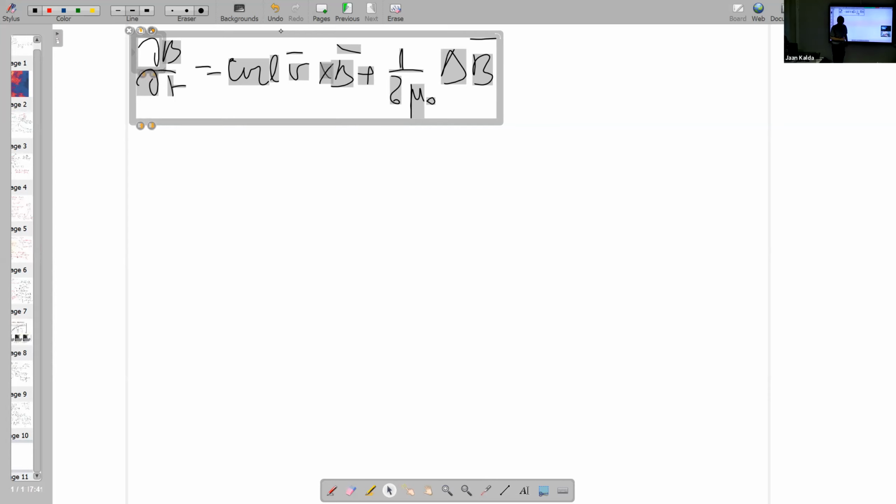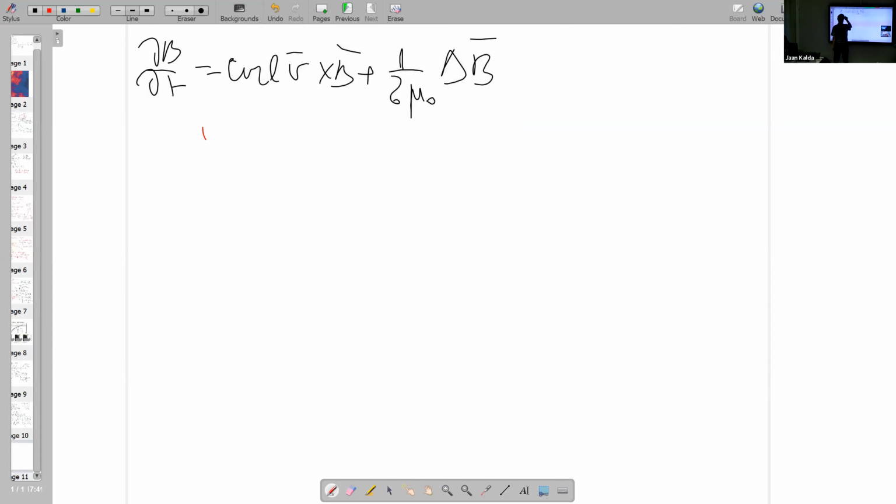We'll be doing here. So, we have here now. Suppose V equal to 0. Then we have dB over dt equals 1 divided by sigma mu naught and Laplace of B.